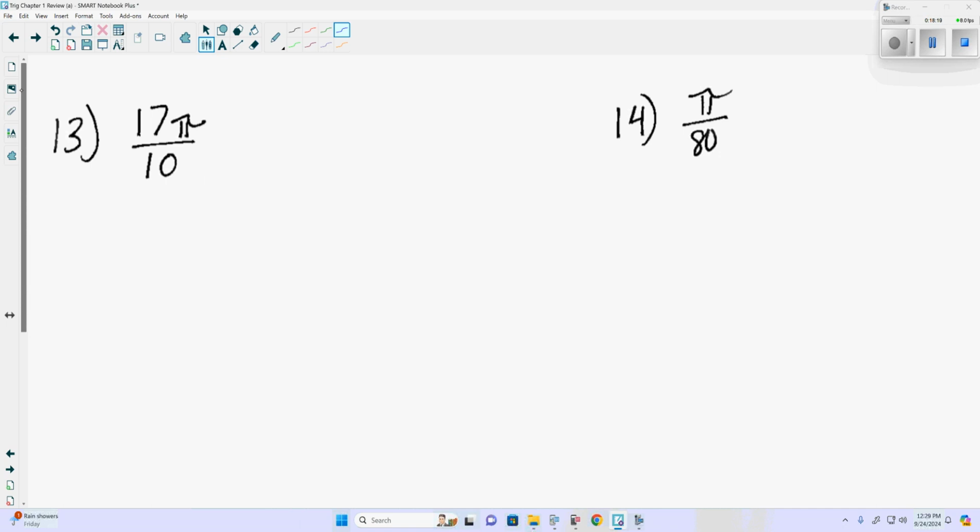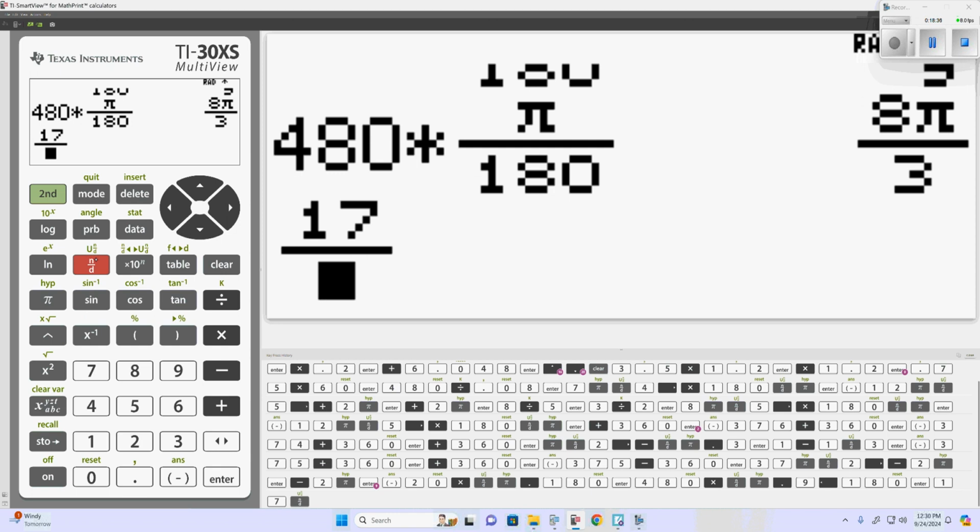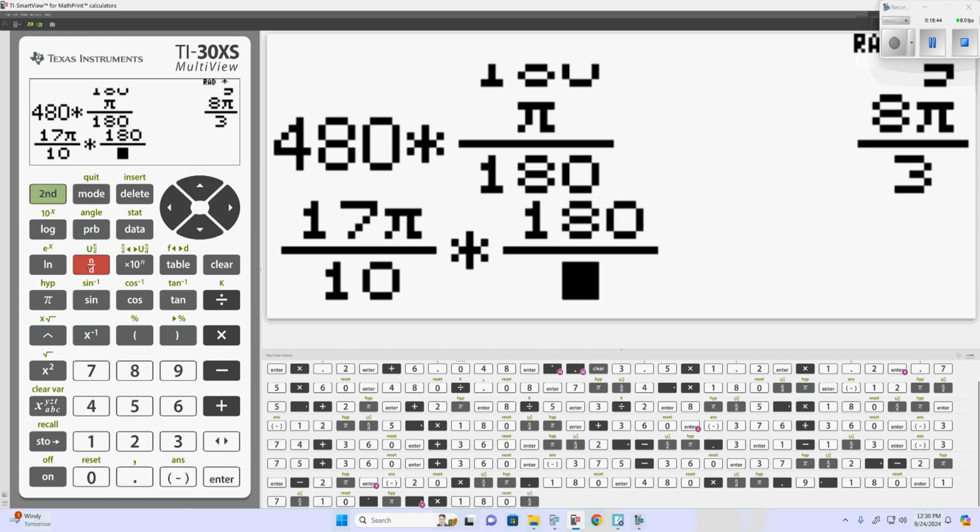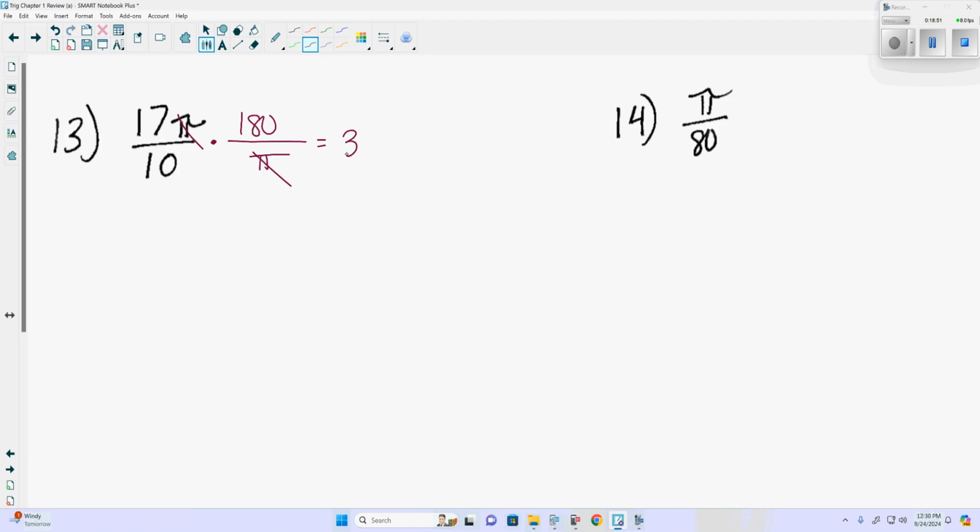13, we're going to degrees. So we're going to multiply this by 180 over pi. And at this point, you can do this in the calculator, let it do it for you. But really, pi is gone. 17 pi over 10 times 180 over pi is 306 degrees.